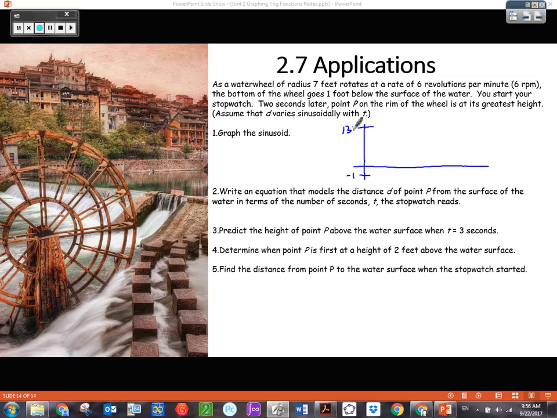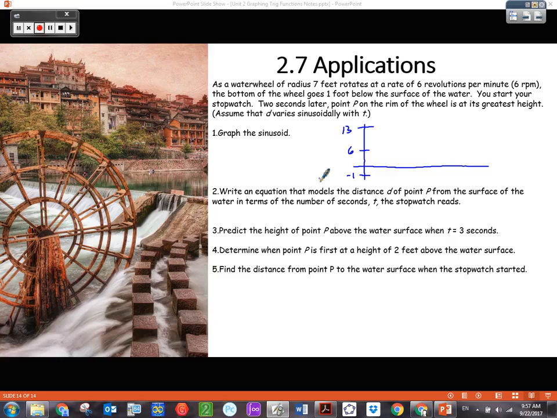Now, working with sine and cosine, we need a middle value. So that was 14, and half of 14 is 7. So our middle value would be here at 6. Okay, and those are our y values. I'm going to label this axis as D.